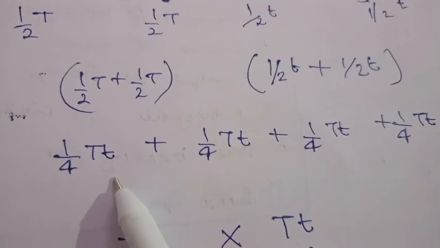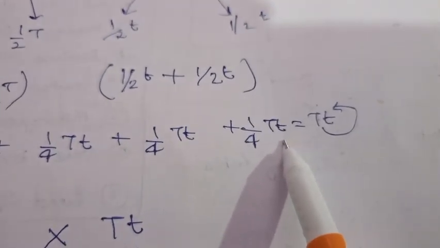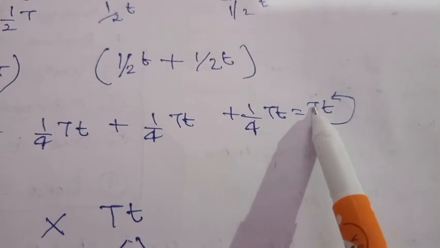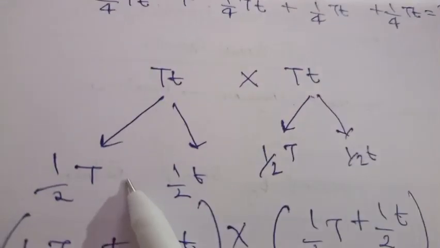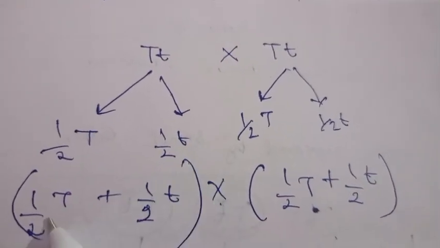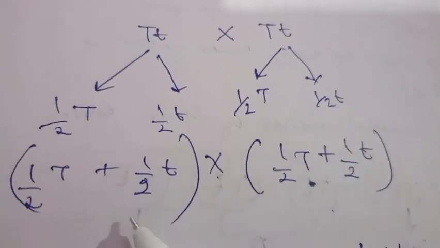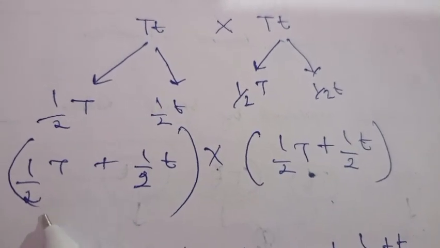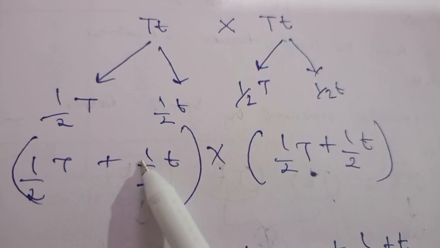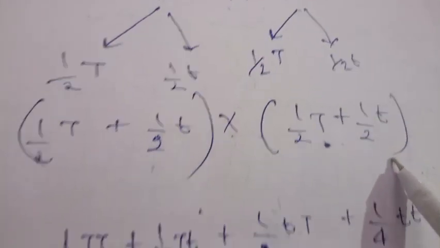One by 4 heterozygous tall is formed when heterozygous tall is self-pollinated. Heterozygous tall into heterozygous tall: half capital T, half small t, into half capital T, half small t. Half capital T into capital T plus half small t.